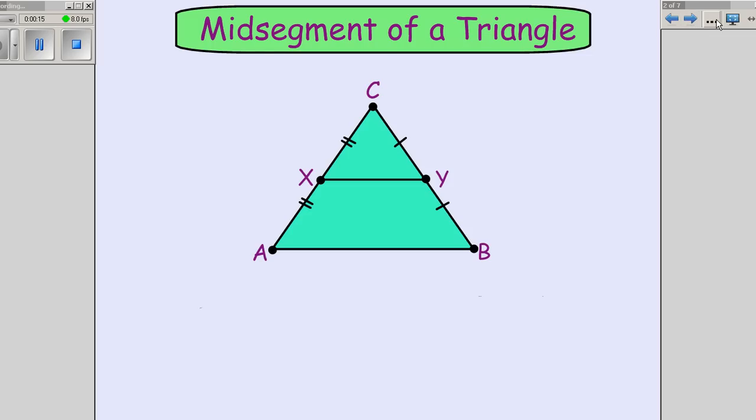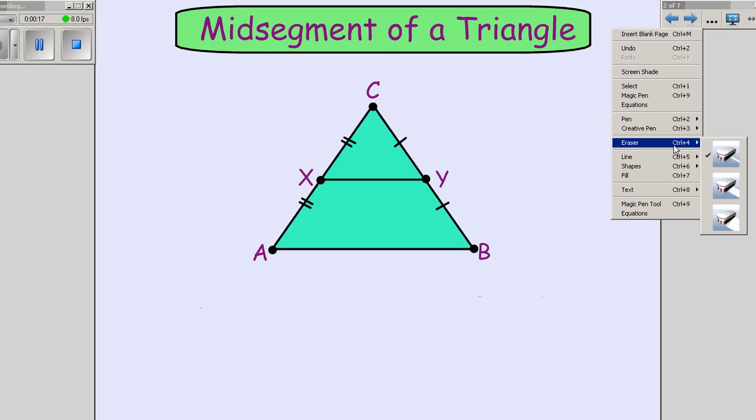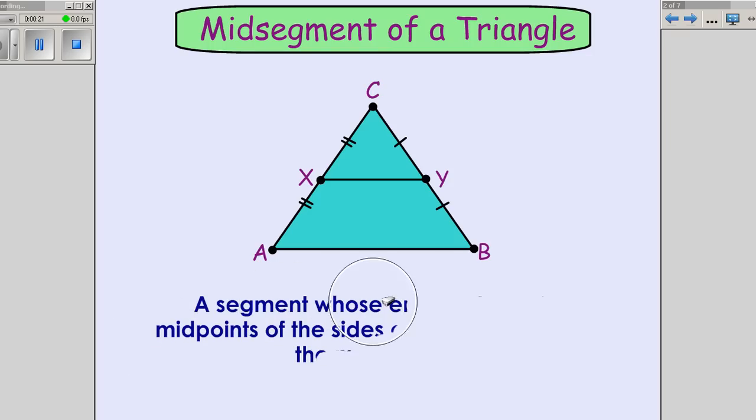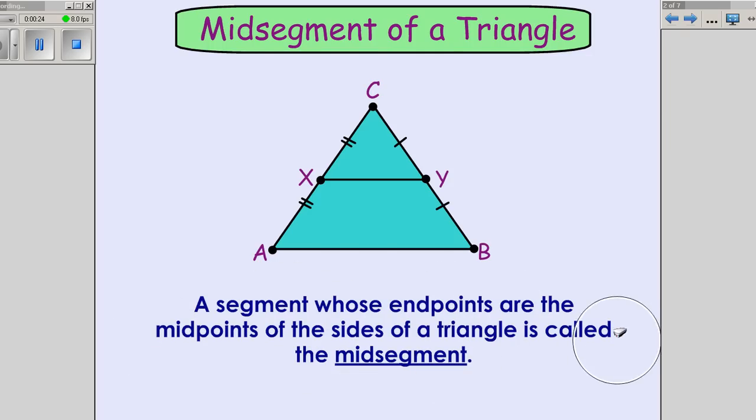First, we should get started with identifying what a midsegment of a triangle actually is. A midsegment is a segment whose endpoints are the midpoints of the sides of the triangle. Taking a look at this diagram, we can see that Y is a midpoint because it's separated CB into two congruent parts, and X is a midpoint because it's separated CA into two congruent parts. So when those two are joined together, that segment is called the midsegment.